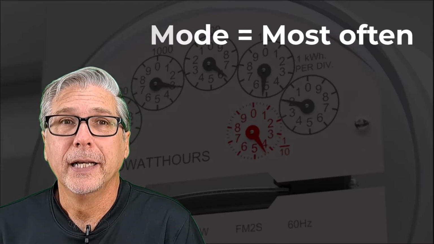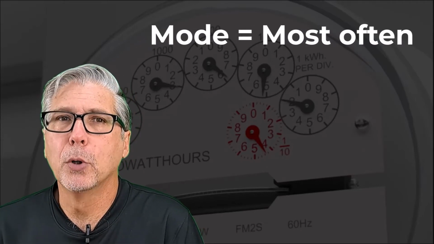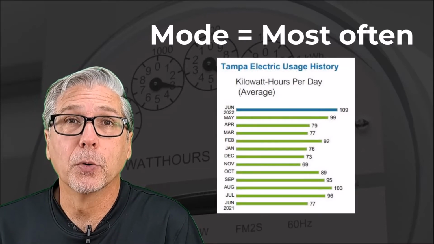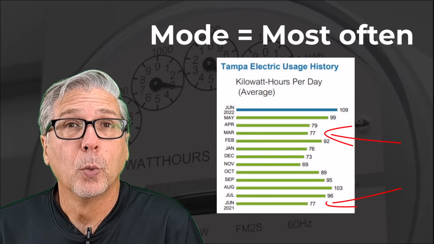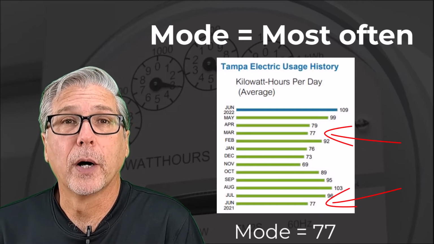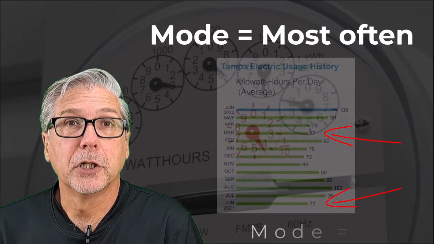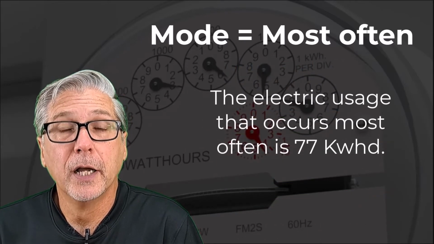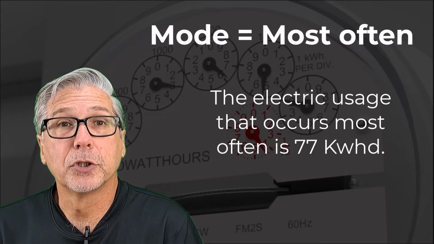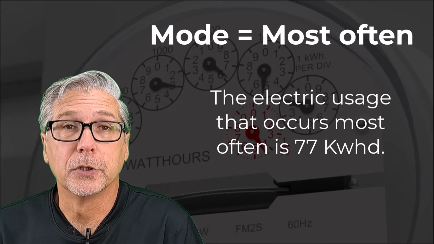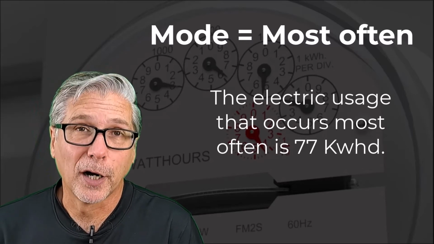The third and final, and least often used, measure of center is called the mode. It thinks of center as the value that occurs most often in our data set. We see in this particular data set that the only value to occur more than once was the value 77 kilowatt hours per day. That's going to be the mode of our data, the electric usage that occurs most often. Occasionally you'll have a data set where two values occur most often, and we would call that a bimodal distribution. If there were three, trimodal.